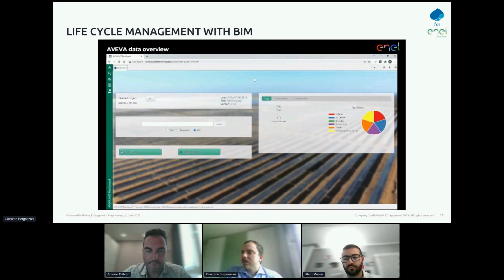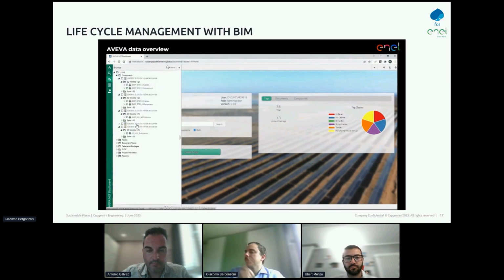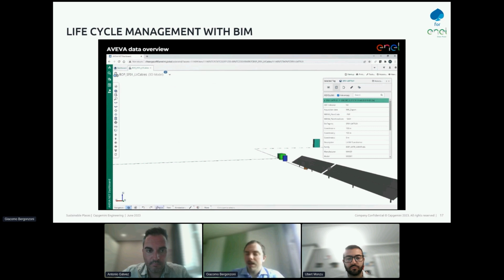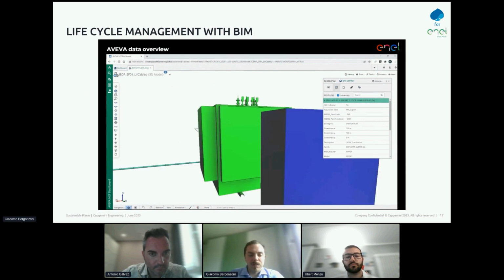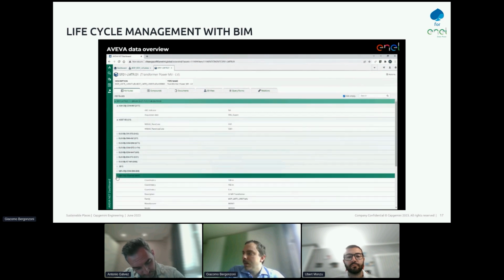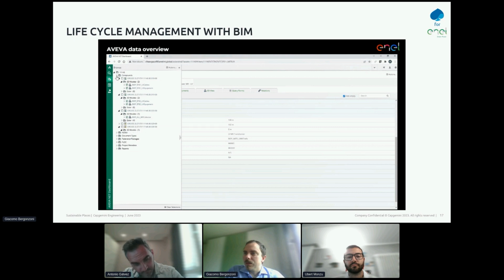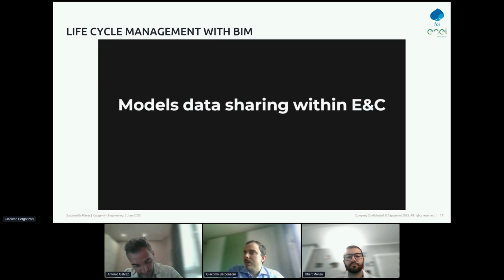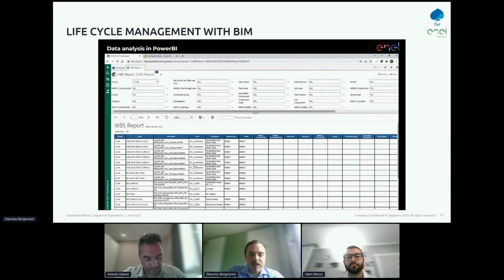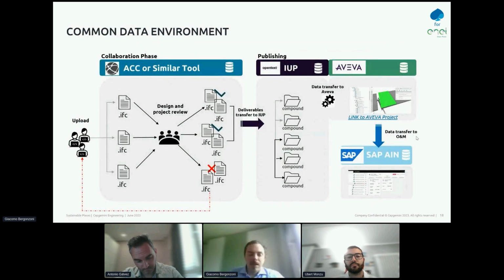And then we have here the Aveva platform. Okay, I see that you see it a little bit late. So the Aveva platform is the platform where it's possible to see all the information about the BIM model, all the BIM models of the project, and all the properties, and also do a transcodification, a mapping of the data that are important for the functional location of SAP for operation and maintenance. So this is a quick overview, and now a little bit more in depth.